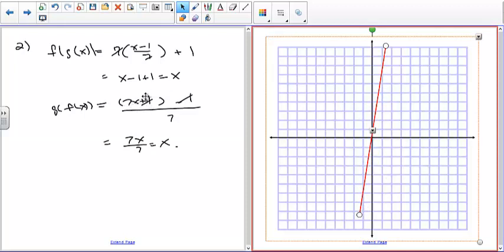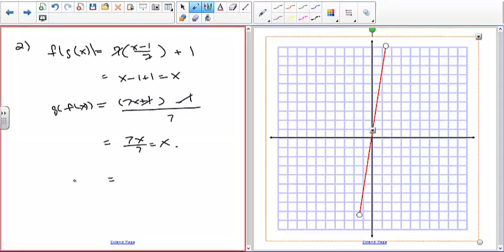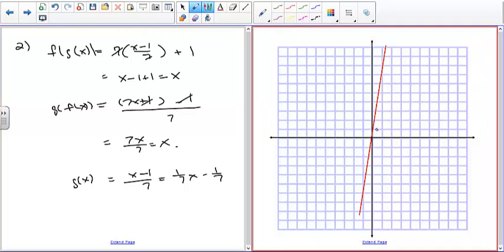The other one was x minus 1 over 7. So g of x was equal to x minus 1 over 7, which is the same as 1/7 x minus 1/7. So that's going to have an intercept of negative 1/7, which is going to be right there, and a slope of 1/7. So let's draw that.